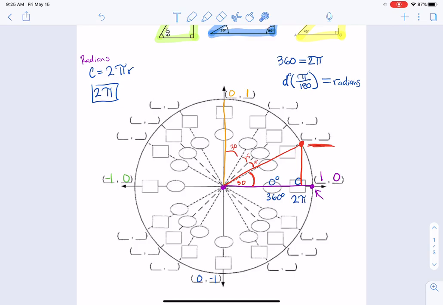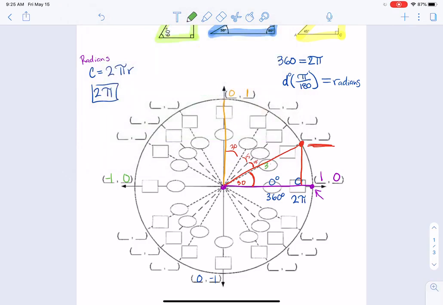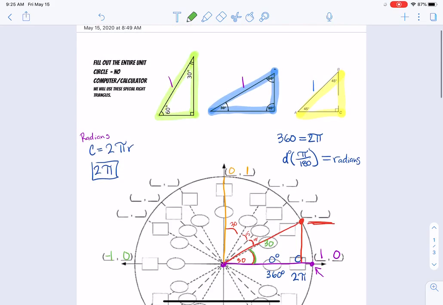So we start at 0 degrees, we go up by 30, and now we have 30 degrees here. This is a 30-degree angle. So in my special right triangles we talked about up here, if we have a hypotenuse of 1, this is the triangle we're looking at.